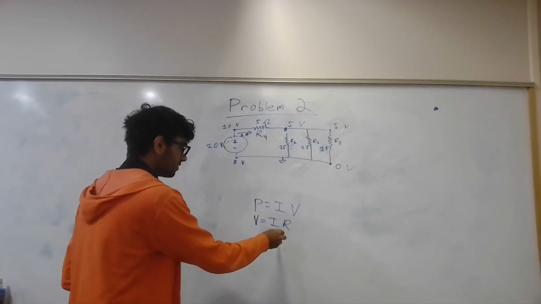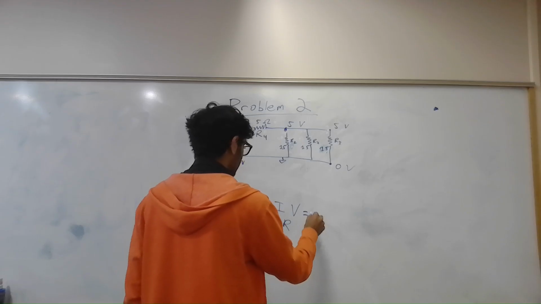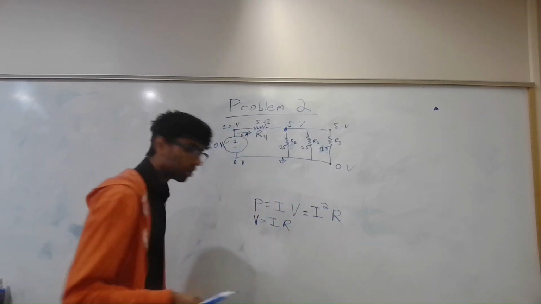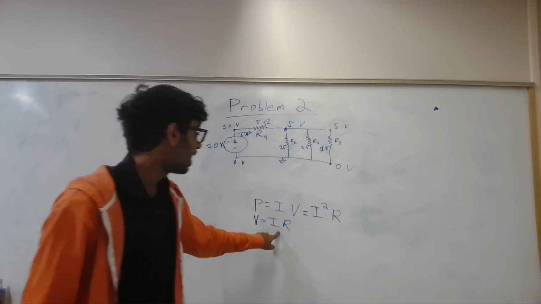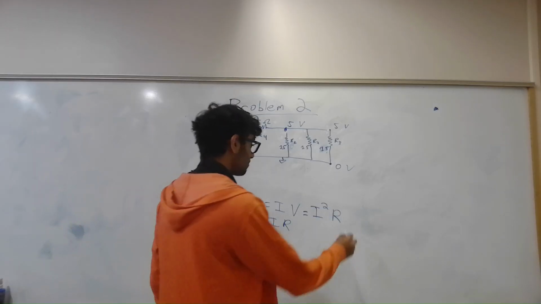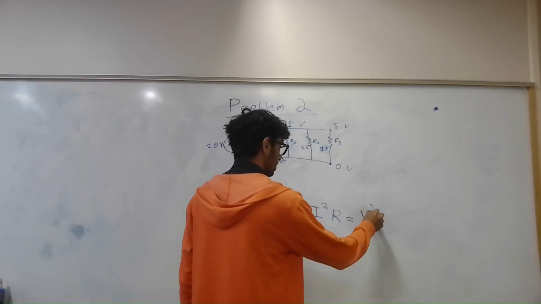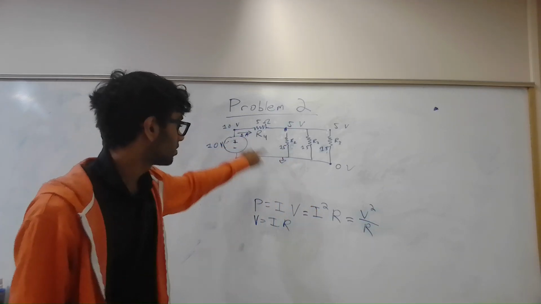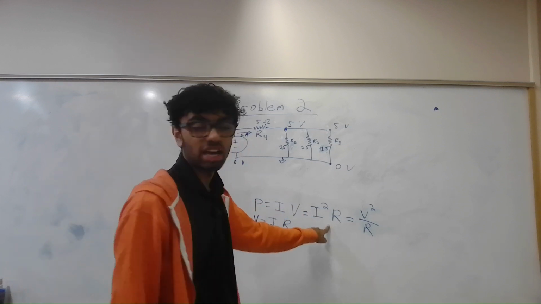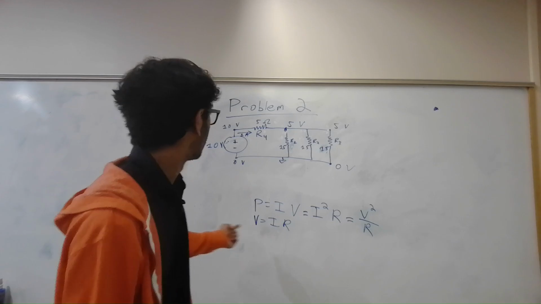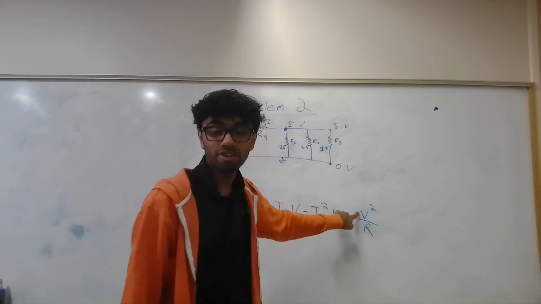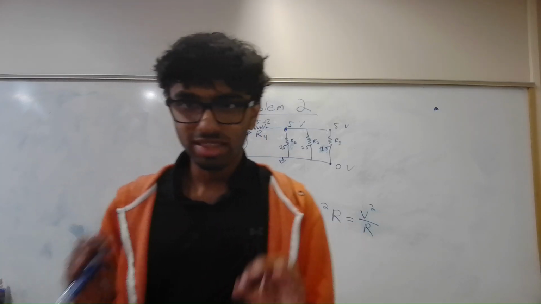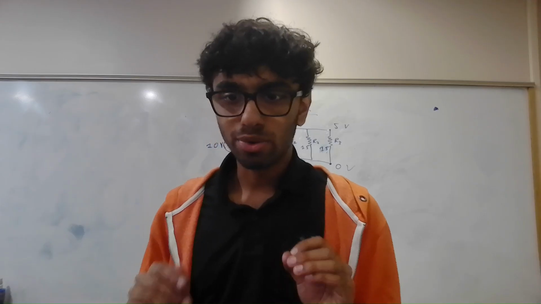If P equals IV and V equals IR, we can write P equals I times IR, or I squared R. Or, if we rearrange this to write I equals V over R, we can write P equals V squared over R. Okay? We know I is 1 amp. 1 amp squared is 1, times R is 5. 5 watts dissipated. We also know that V is 5. 5 times 5 is 25, divided by 5 is 5. So through all of these different methods, we get the same thing: 5 watts of power through the resistor.